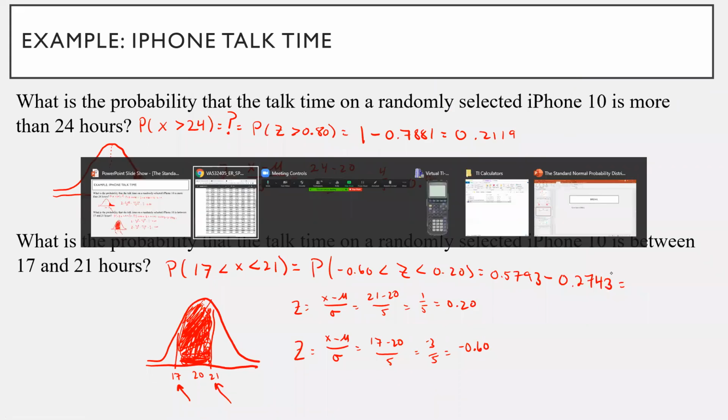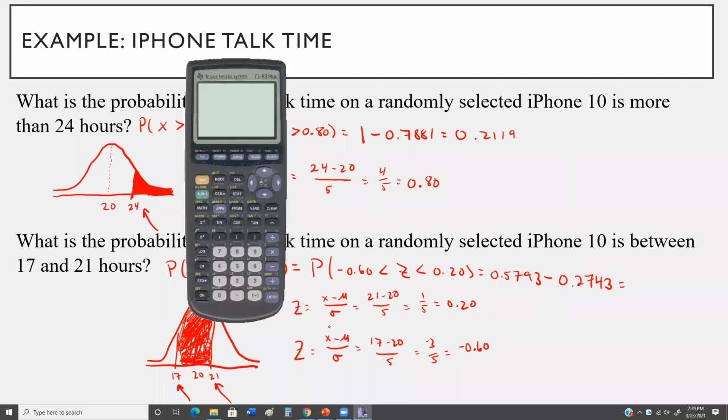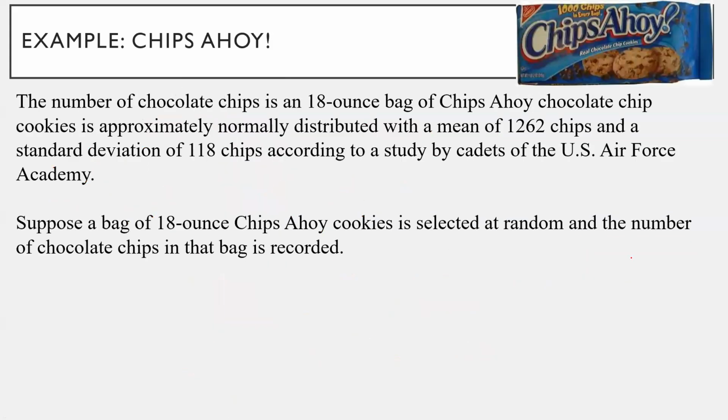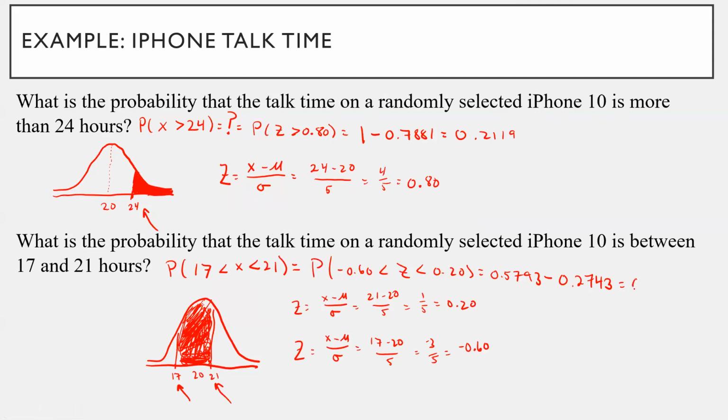So let's just grab our trusty calculator now. 0.5793 minus 0.2743. And you get 0.3050, basically. And that's the answer.